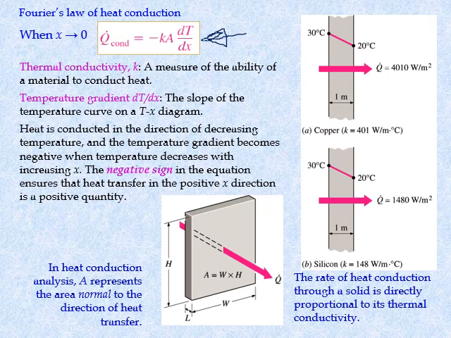Heat is conducted in the direction of decreasing temperature. This was already mentioned in the previous video: the direction of heat is always from the higher temperature to the lower temperature. The temperature gradient becomes negative as temperature decreases with increasing x. So the negative sign in the equation ensures that heat transfer in the positive x direction is a positive quantity. It is mentioned just to let you know that the heat transfer direction is from the high temperature side to the low temperature side, so that you do not put the sign in the opposite direction.